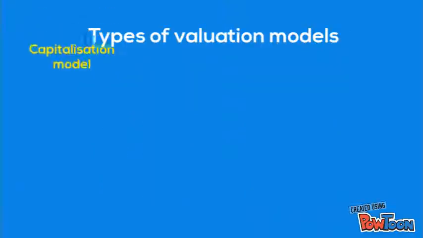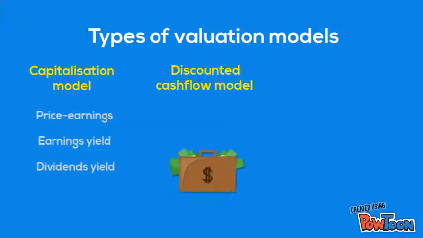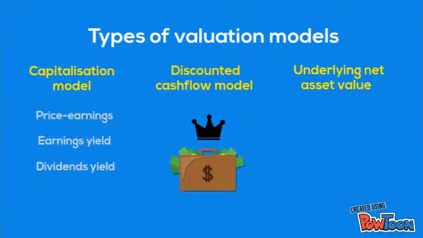Firstly, the capitalization model uses earning yield and dividend yield. However, the dividend model is seldom used unless a company has a stable dividend policy. Then we have the discounted cash flow model. This is a widely used method used by big companies on the grounds that cash is king. Finally, we have the underlying net asset value, which is used to value investment companies. It is also used to check the reasonability of other valuation methods. We will be focusing on the earnings-based capitalization model.